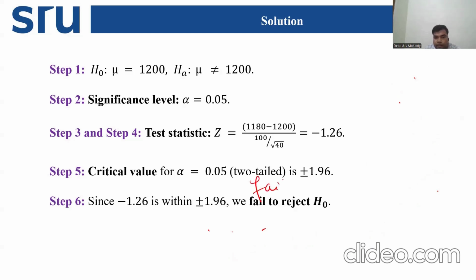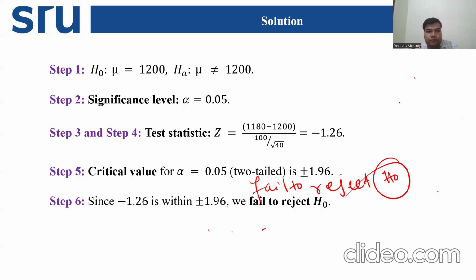Fail to reject the null hypothesis. Why? Because this value is already lying within the range. So I have already explained, students, in which case we will fail to reject the null hypothesis and in which case we reject the null hypothesis. We fail to reject the null hypothesis when the Z value, the statistic value, lies between the critical values. If it is not lying between the critical values, then we reject the null hypothesis. Simple thing. Those are the conditions.